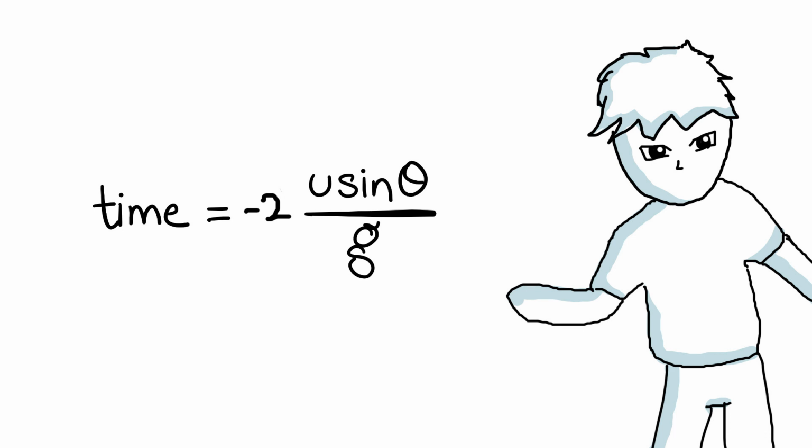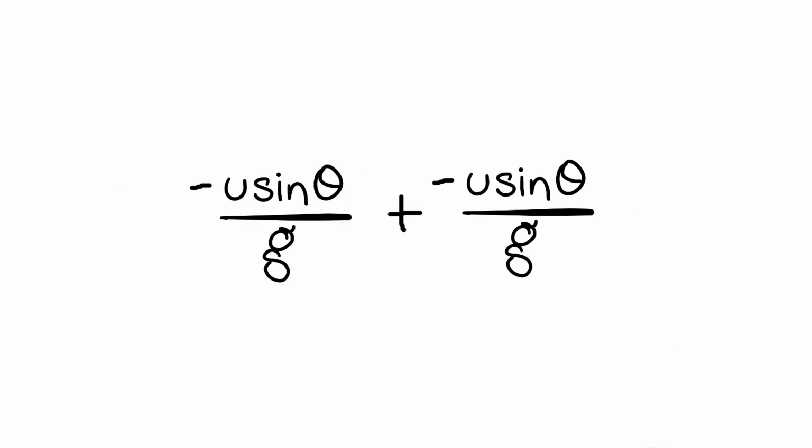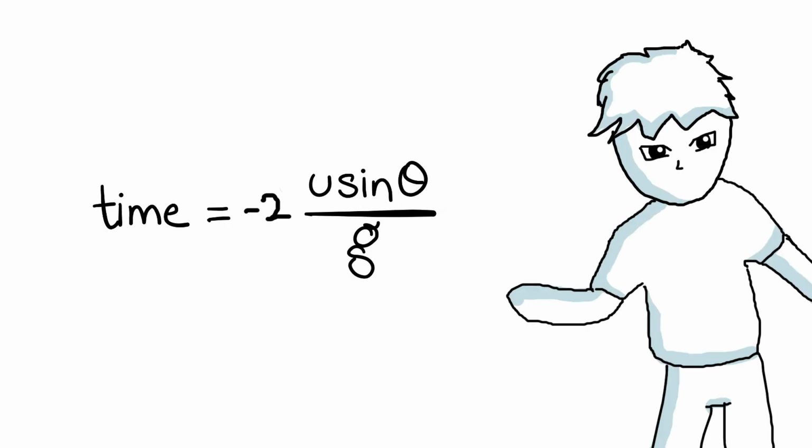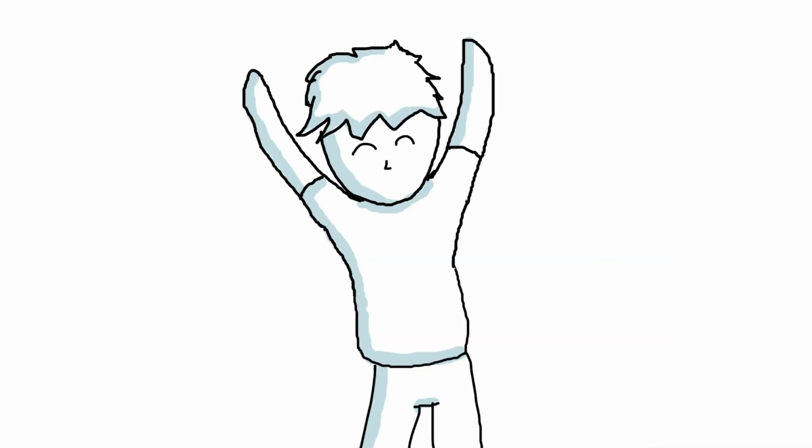With that, the time equals minus 2 u sine theta by g, because the time of ascent is minus u sine theta by g plus the time of descent is minus u sine theta by g, which ultimately equals minus 2 u sine theta by g. This we have here is the total time of the object in motion. Yay, we are really close.